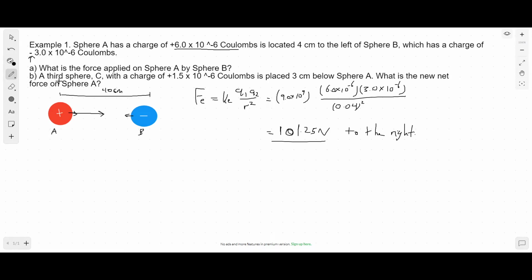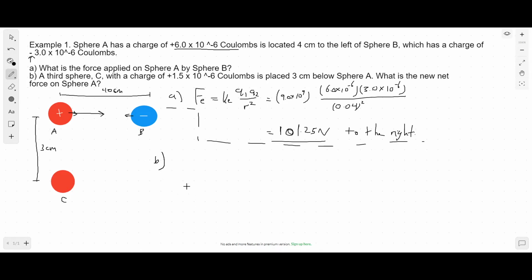It says a third sphere C with a charge of positive 1.5 times 10 to the negative 6 coulombs is placed 3 centimeters below sphere A. What is the new net force on sphere A? Let's draw a sphere. I'm going to make it red as well because red will be positive. We'll label this as sphere C. And we're going to say that the distance between them here is 3 centimeters. Let's label this A.